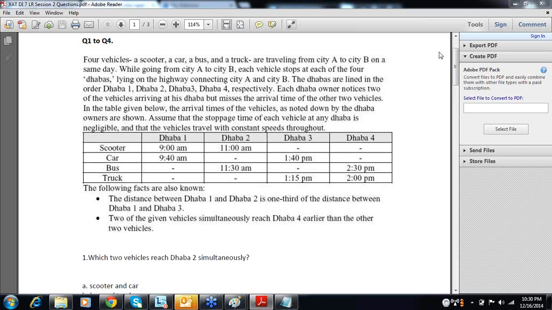Everybody received this question sheet, because without this it will be very difficult for me to explain what is going on. So hope everybody has received the question sheet today.